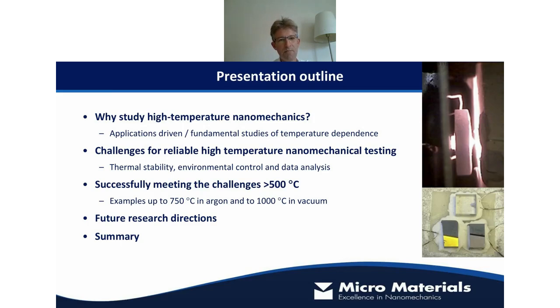Then I'll be summarizing the main challenges that you need to meet to achieve reliable high temperature nanomechanical testing. Those are around thermal stability, around environmental control, and around improved data analysis to combat the increased time dependent deformation. And then I'll give application examples, particularly at higher temperatures, where we've used the NanoTest system and our customers have used it to test up to 750 degrees Celsius in inert gas environments and up to 1,000 degrees in a vacuum environment.